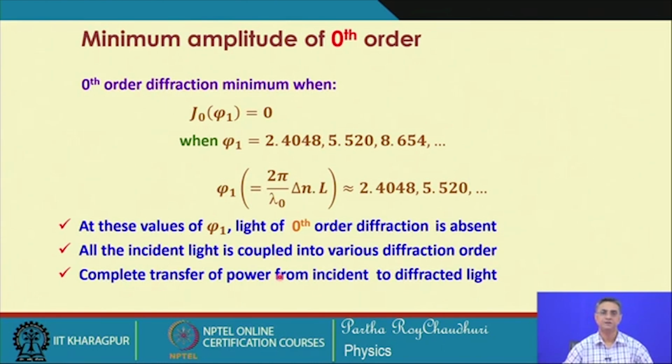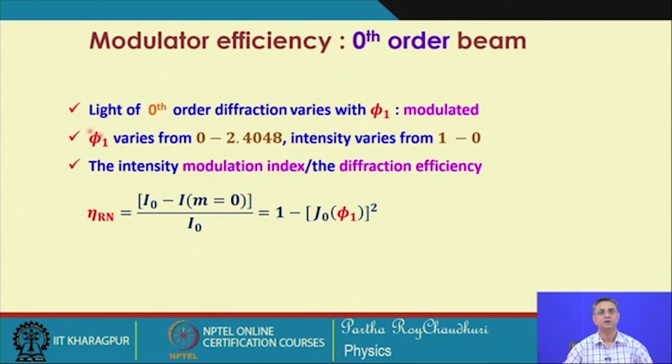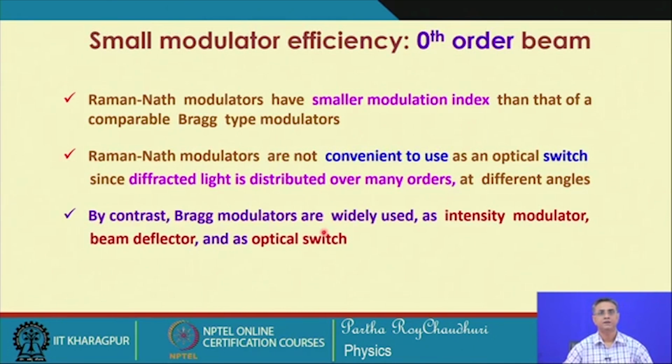So, the light will be modulated between 0 and 1, and the diffraction efficiency in this case will be equal to m equal to 0. So, I0, and for the 0th order this is the incident beam and the intensity of the 0th order beam. So, from here we can calculate the diffraction efficiency. The intensity modulation index or the diffraction efficiency is given by this equation, which is very straightforward.